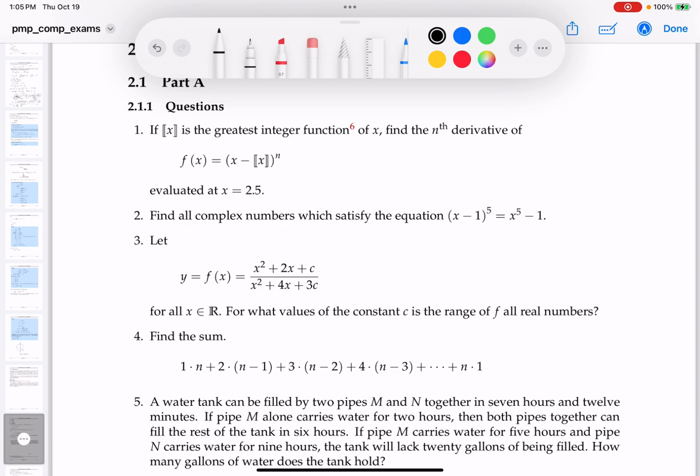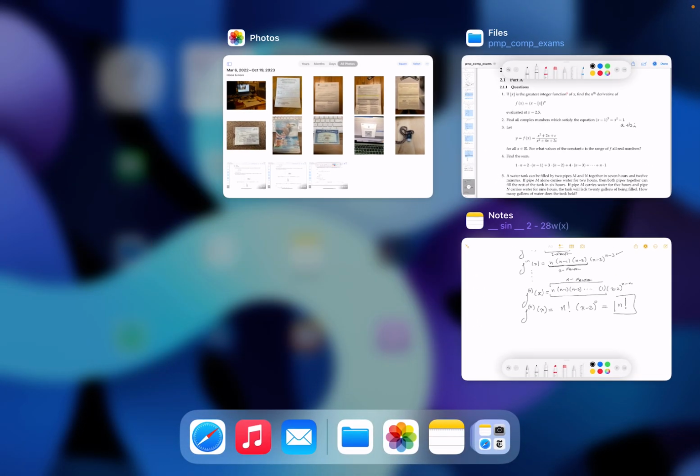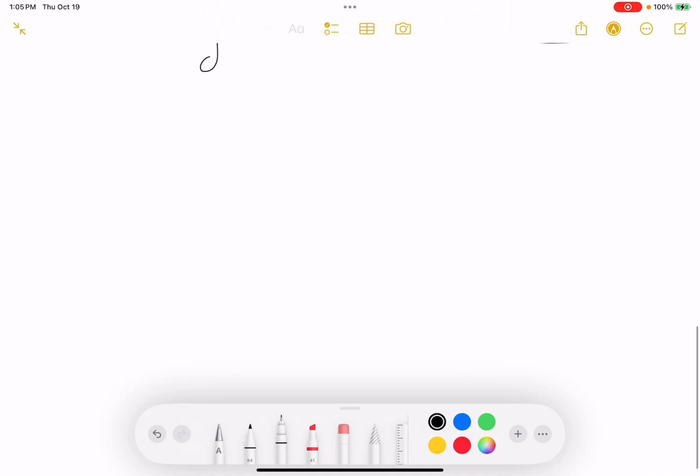Okay, for number 2, find all complex numbers which satisfy this equation. And just to remind you, complex numbers are of the form a plus bi. All right? So let's go to the whiteboard again, and I'm going to write the equation down. And let's take a look.